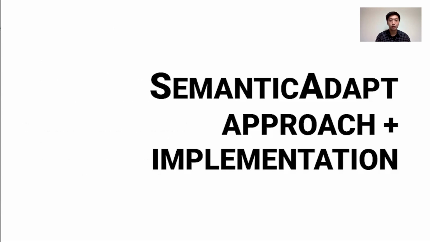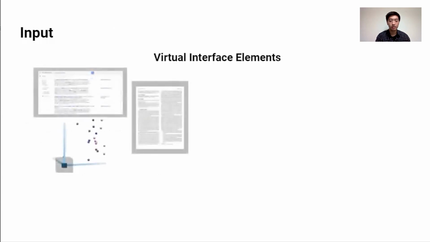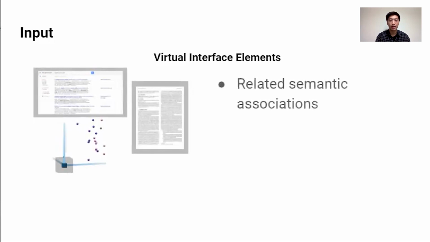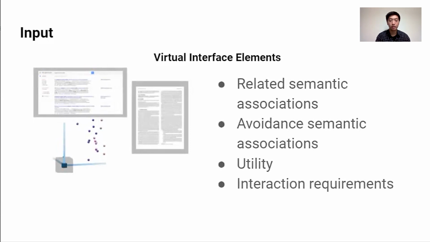And so we introduce SemanticAdapt. Our approach takes as input, firstly, a set of virtual elements. For each element, we define a set of related semantic associations and a set of semantic associations to avoid. We also define a utility value and a set of interaction requirements. All these values are currently specified manually by content creators. They can also imaginably be computed in a data-driven manner.